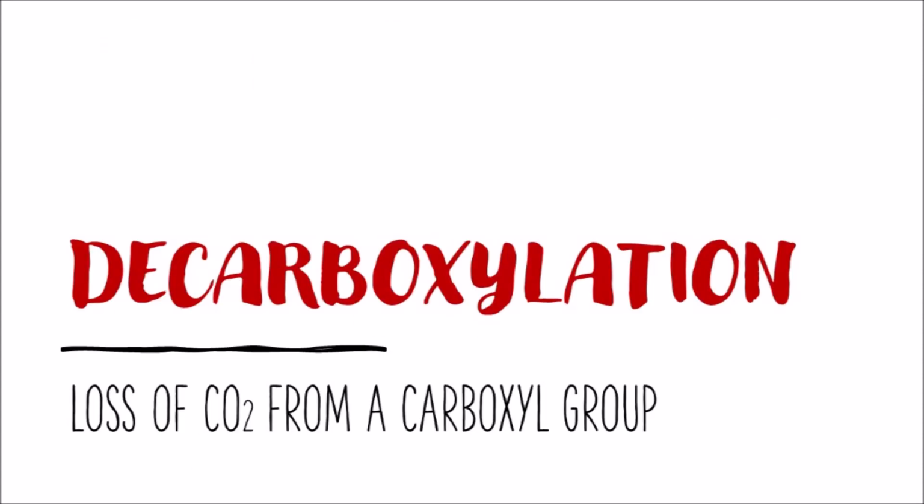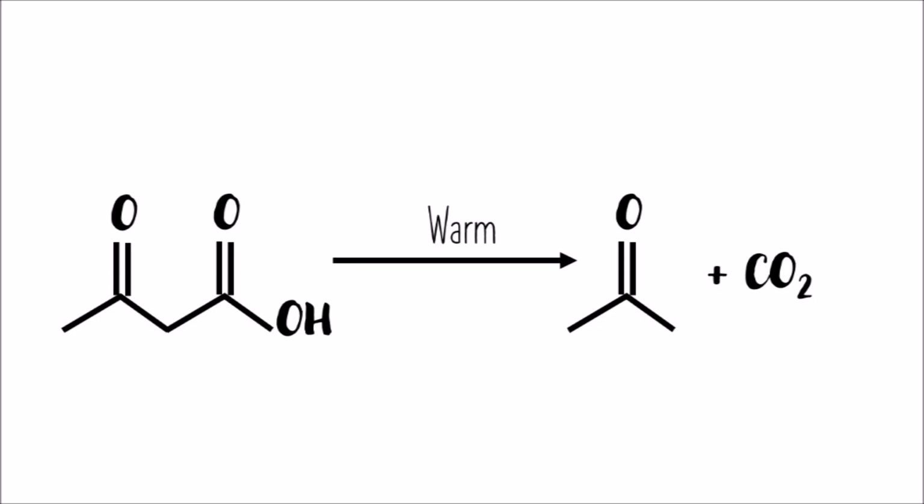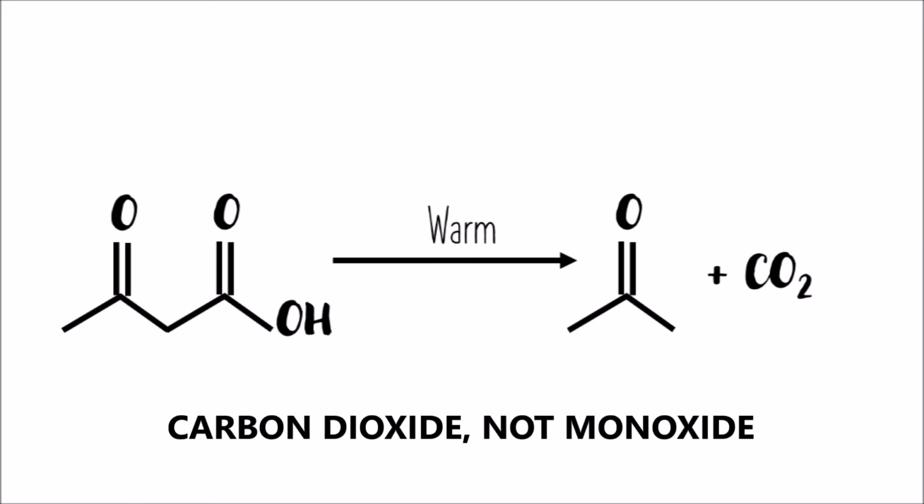Decarboxylation is the loss of carbon dioxide from a carboxyl group. Almost any carboxylic acid, when heated to a very high temperature, undergoes thermal decarboxylation. Most carboxylic acids, however, are resistant to moderate heat. Exceptions are those with the carbonyl group beta to the carboxyl group. They undergo decarboxylation by just mild heating. For example, when 3-oxobutanoic acid is heated moderately, it undergoes decarboxylation to give acetone and carbon dioxide.